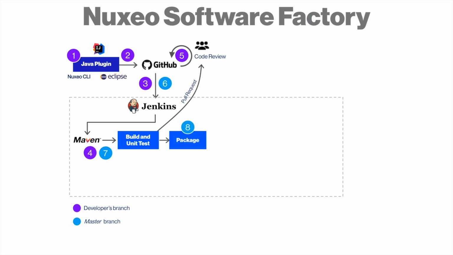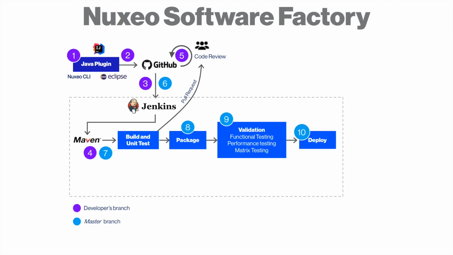We can go, the process, depending on the plugin, will continue, which means at some point, we will automatically, this is automated, of course, package and validate the plugin, which means sometimes way more than just unit testing. It must be functional, performance, matrix testing, and we'll talk about that in a few minutes. And so we continuously build Nuxeo like that, and build your plugin in the master branch. And once all these steps have been validated, then it's time to deploy.